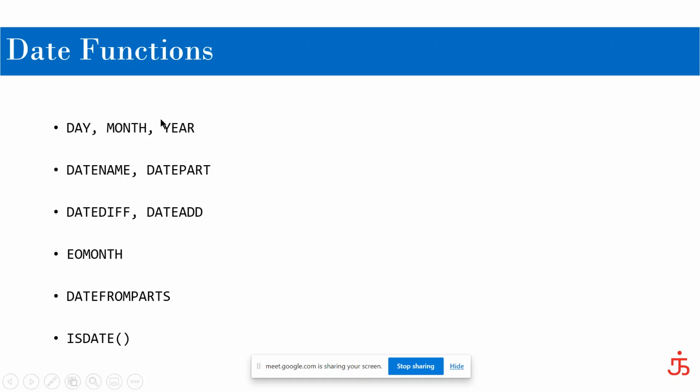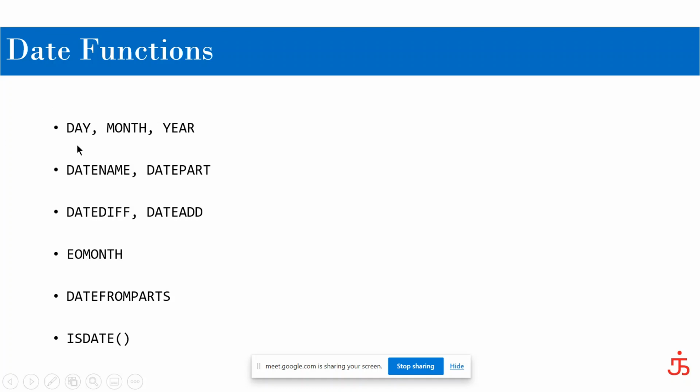Date functions. Okay, so we have data, right? For example, in our case there are two dates: one is order date, second is restaurant open date. So using that, what all can we find using date functions?